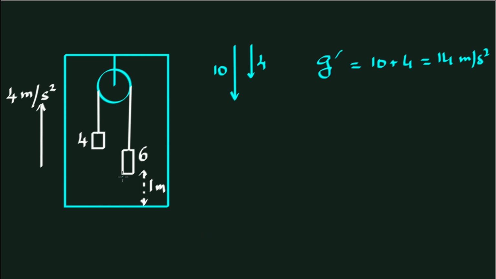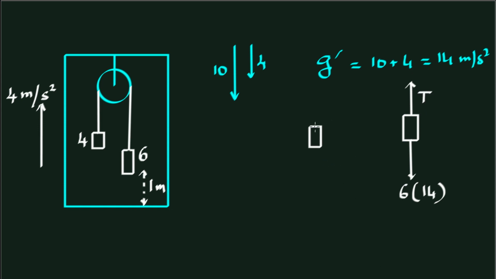Now, having introduced a new gravitational field, we can now treat this frame as a stationary frame and go ahead and solve the problem in the usual fashion. So let's draw the force diagrams for the 6 kg and the 4 kg blocks. For the 6 kg block, we have the tension T acting upwards and its weight, which is acting downwards. Its weight is mass multiplied by g prime, which is 14. That is the gravitational acceleration in this frame. And this is the tension T.